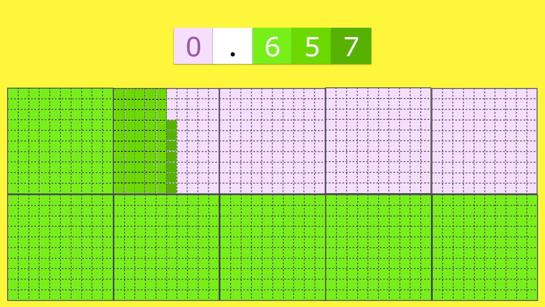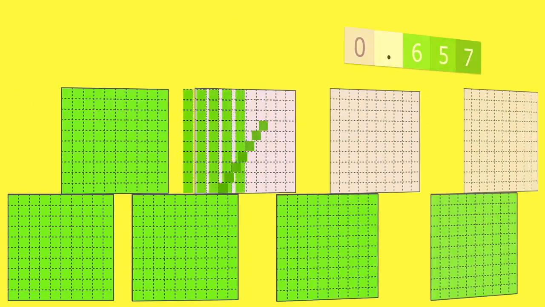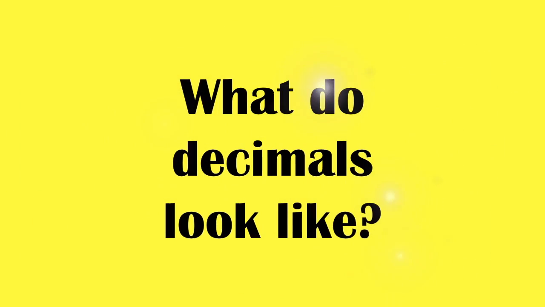Altogether, this makes 657 thousandths. As you might be able to tell just from looking, this is more than half of our giant rectangle whole. Thanks for exploring decimal numbers into the thousandths with us.